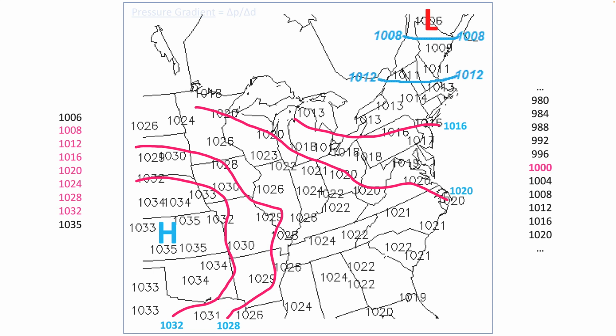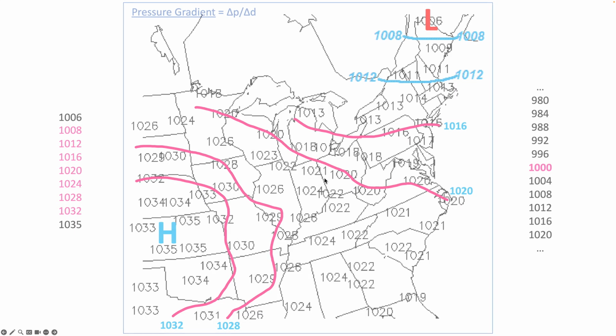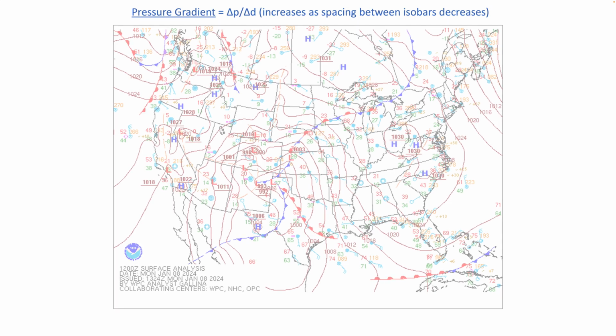So now what I want to do is define pressure gradient. Pressure gradient is a measure of the rate at which pressure changes over distance. So if we just go back to our last map, you can see that pressure is changing over distance. So what the pressure gradient does is it basically allows us to calculate the rate at which this pressure is changing over distance. So delta P is change in pressure over delta D, change in distance. So the pressure gradient, again, is a measure of the change of pressure over distance. And the pressure gradient increases as the spacing between the isobars decreases.